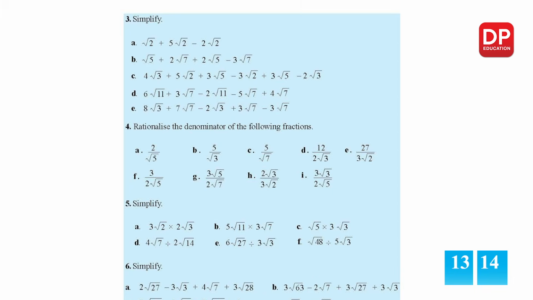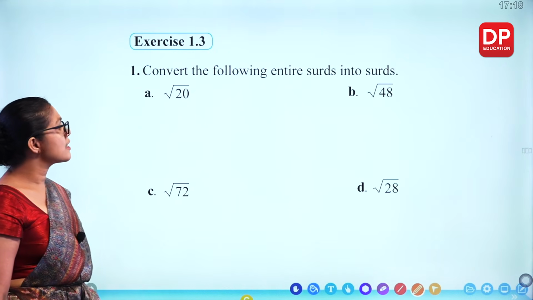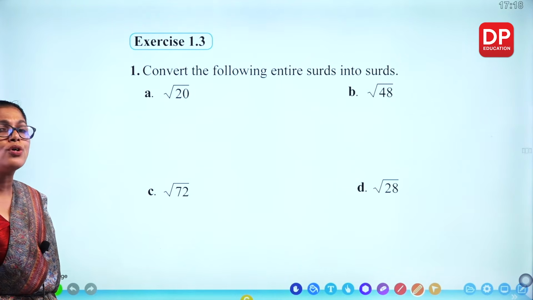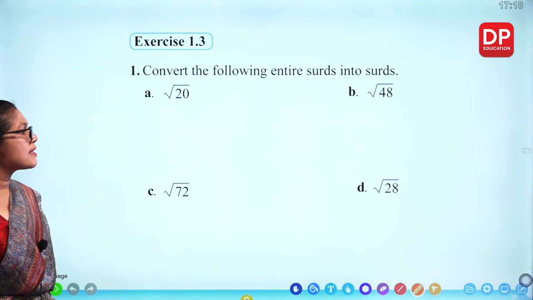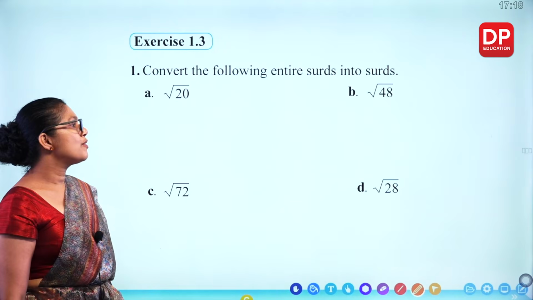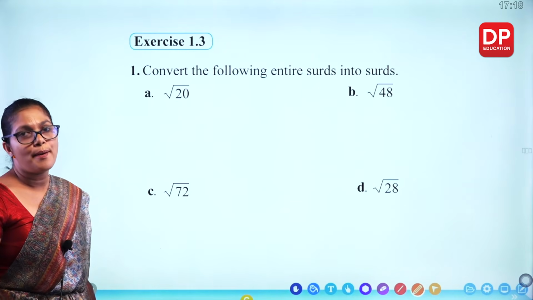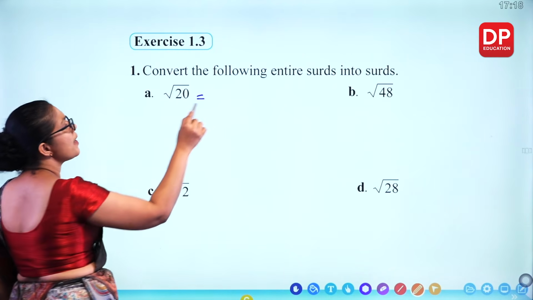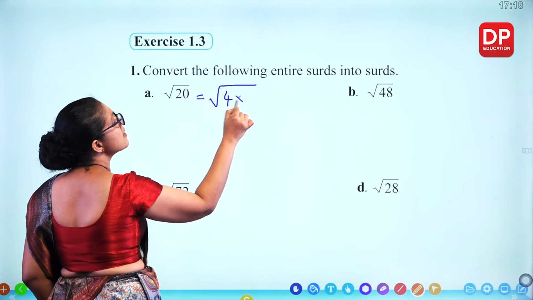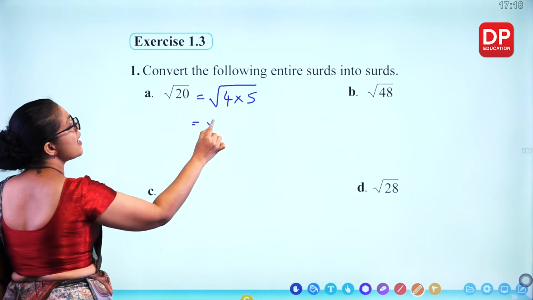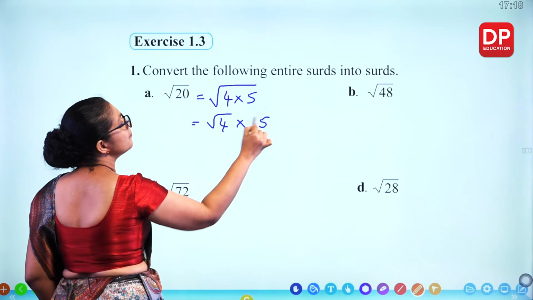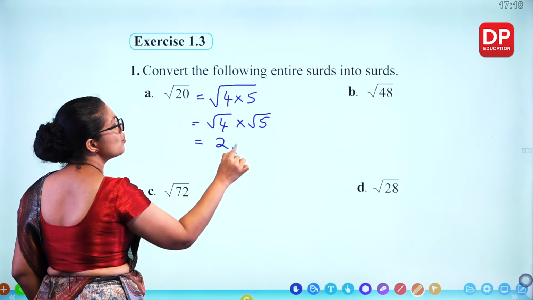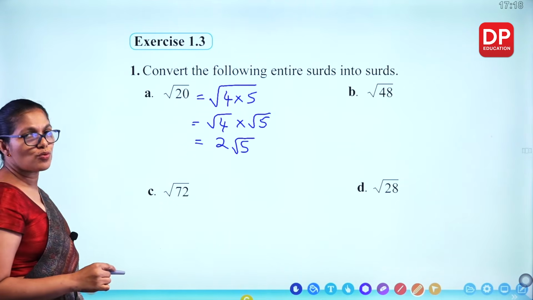Now we'll look at exercise 1.3 in your textbook. So you are asked to convert the following entire surds into surds. So what's the method we used? We have to write down the number with a square number. So how can we write 20? What's a square number? 4 times 5. Then you write separately and simplify. Square root of 4 is 2. You get 2 root 5.